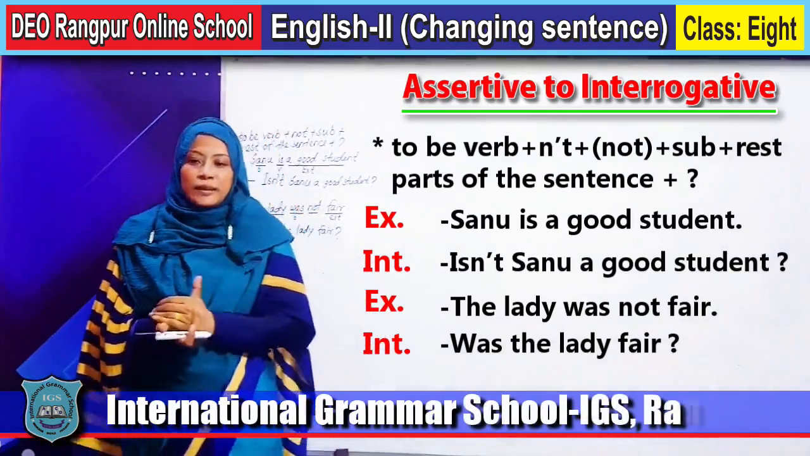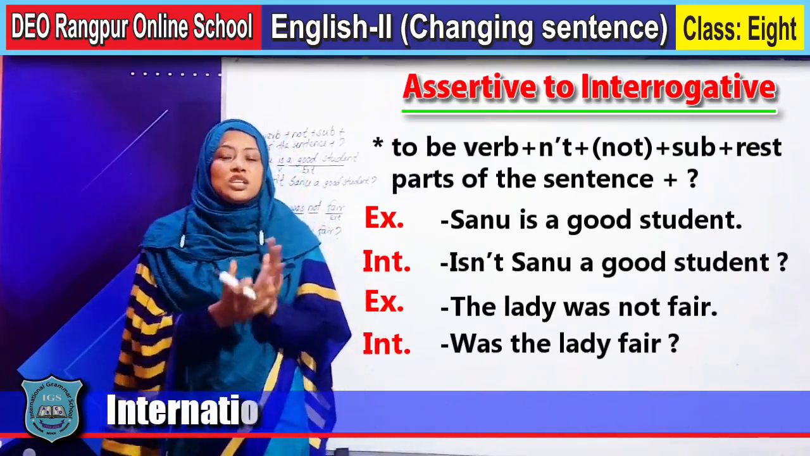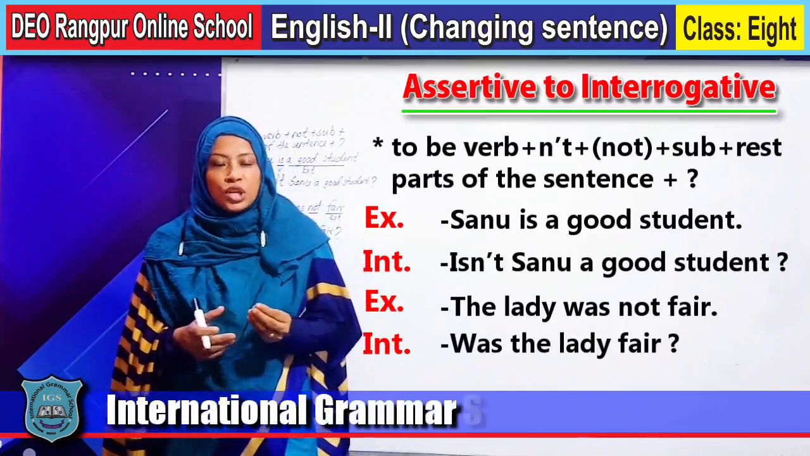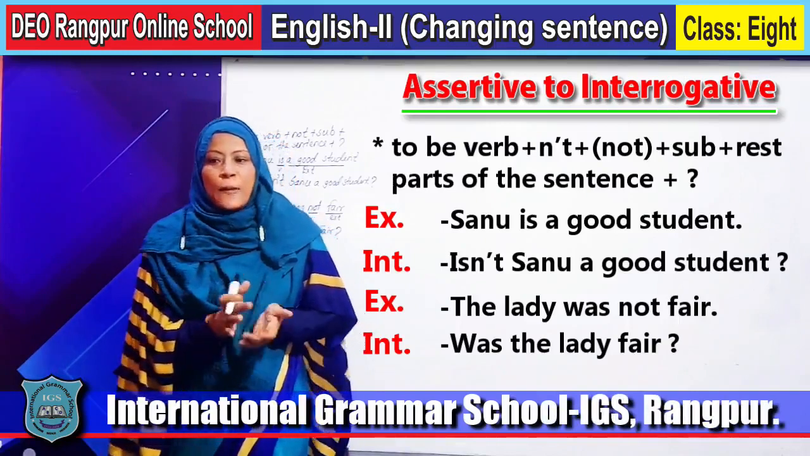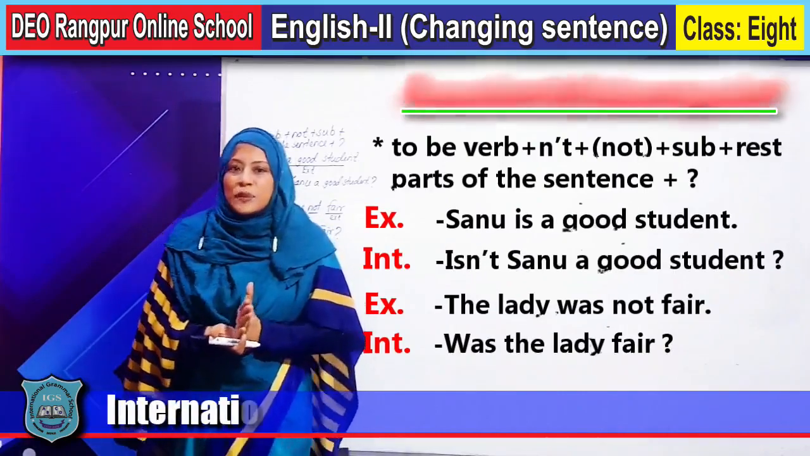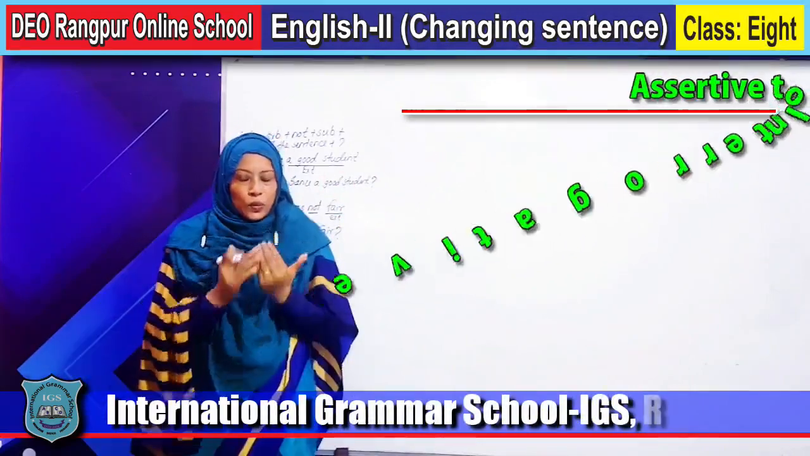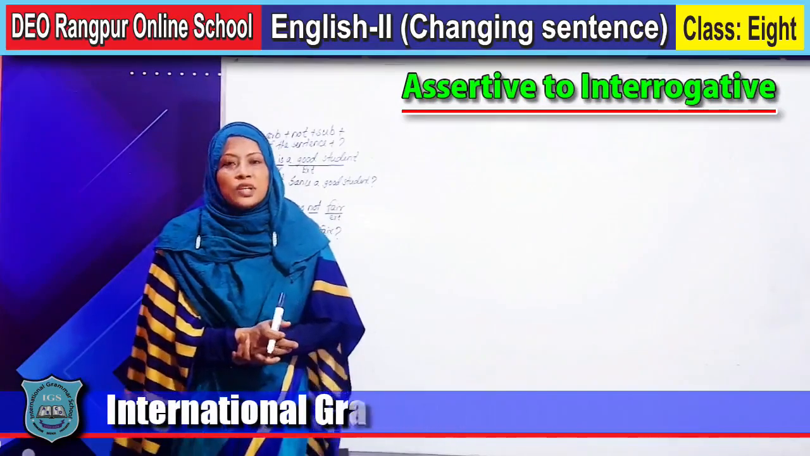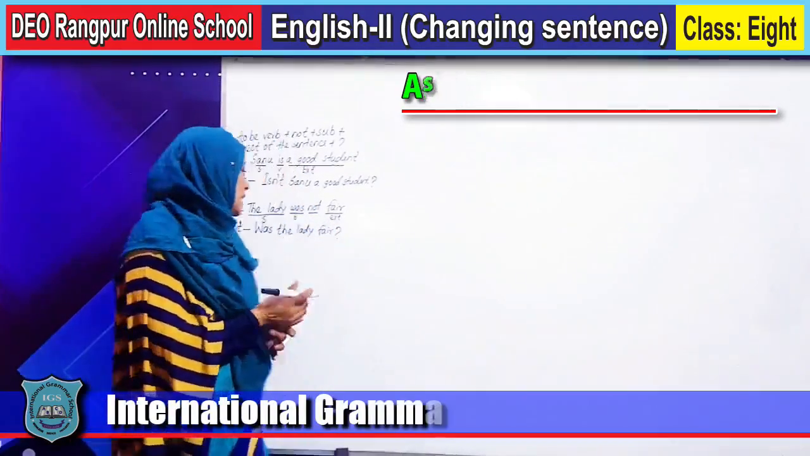Now, let's see rule 3. Rule 3, for an assertive sentence without an auxiliary verb: if we want to make it interrogative, at first we have to put don't, doesn't, or didn't according to the tense, then the subject, plus the principal verb P1, that means the present form, plus the rest of the sentence after the principal verb, plus a question mark. Let's see an example.